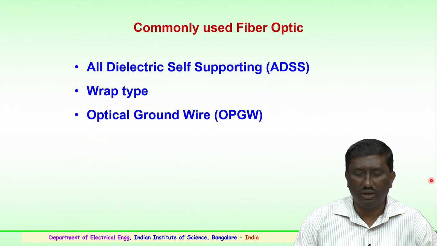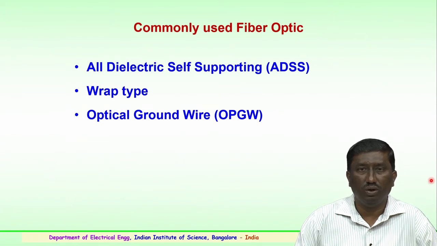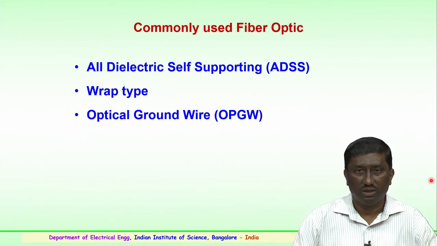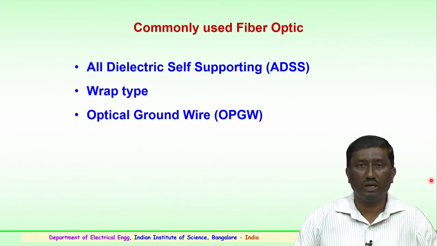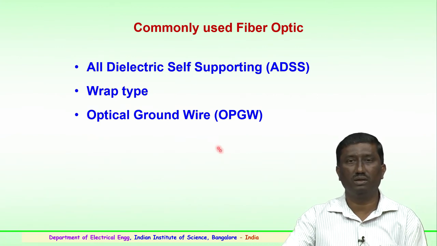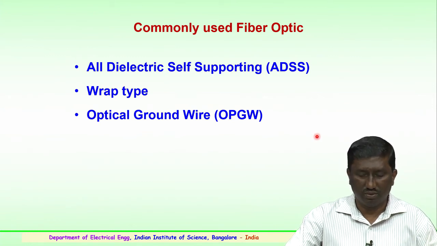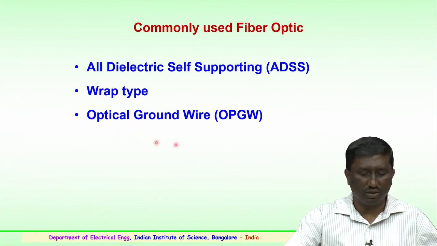Some of the commonly adopted fiber optic technologies are, number one, the all dielectric self supporting type, that is ADSS, which is one type of commonly used fiber optic link. The second is the wrap tap type, and the third is the optical ground wire. So, these are the three types of fiber optic technology which are presently used in transmission or by distribution utilities. We will look into the importance of the optical ground wire and how it is helpful for us.